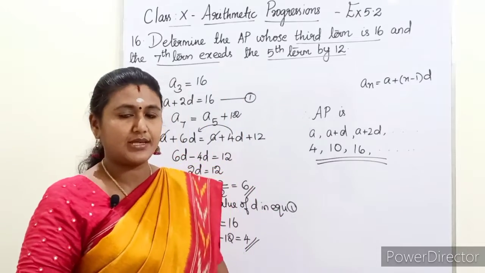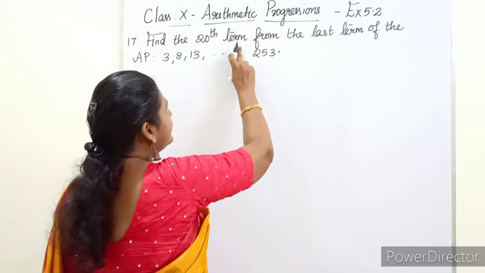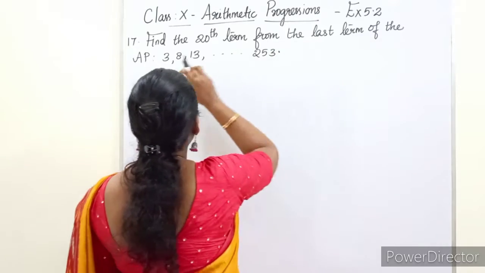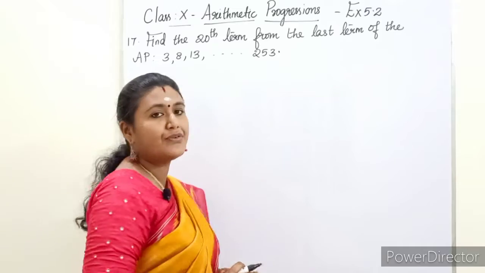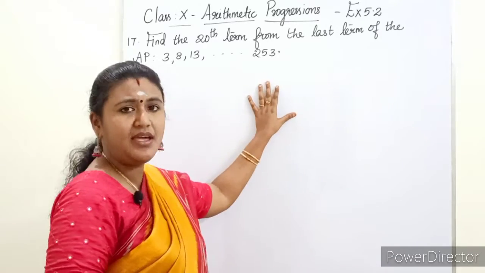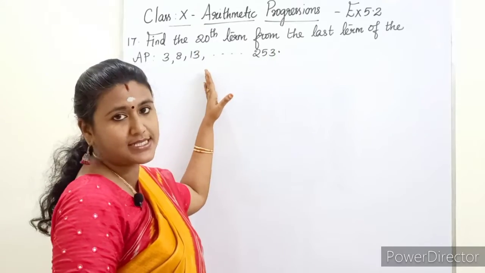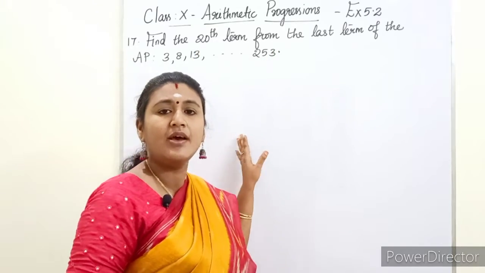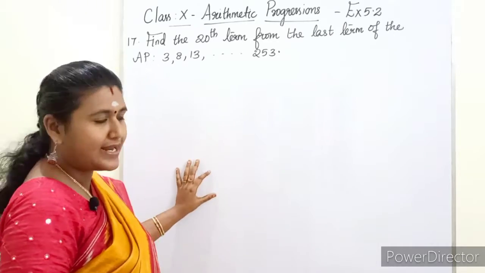Clear? Now the next question, question number 17: find the 20th term from the last term of the AP 3, 8, 13, etc., to 53. So in this question we are given an AP and we have to find the 20th term from the last. We have already discussed a similar type of question in an example. I will explain how to do this now.